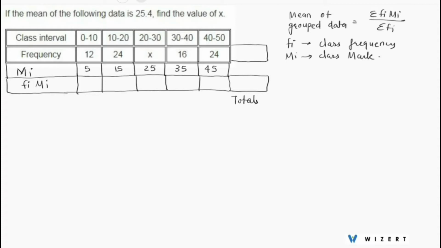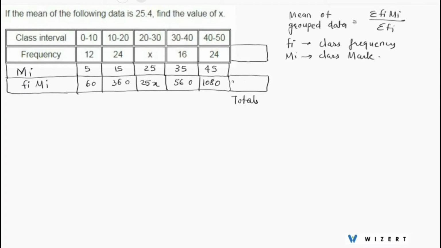So frequency multiplied by mi, that is fi into mi: 12 5s are 60, 15 4s are 60, 15 2s are 30 plus 6 is 36, 25x, 16 5s are 80, 16 3s are 48 plus 8 is 56. Now 24 into 45, so 12 multiplied by 90. So 12 nines are, we know, 108, so this is 1080.